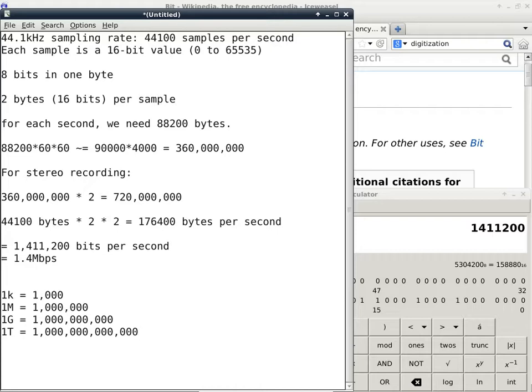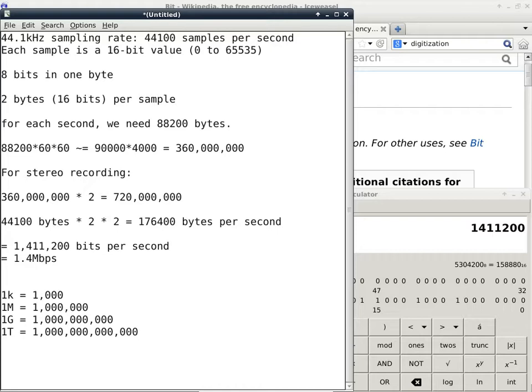Scientists like to say, okay, we want this number multiplied by 10 to the power of something. But engineers just like these particular units. Mega is 10 to the 6, so one million bits per second is the other way to look at it.